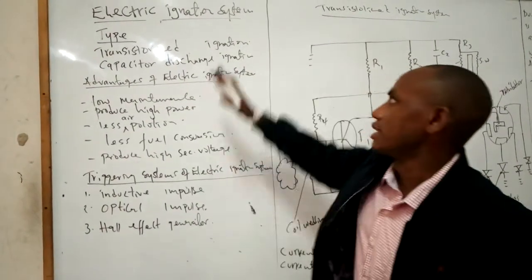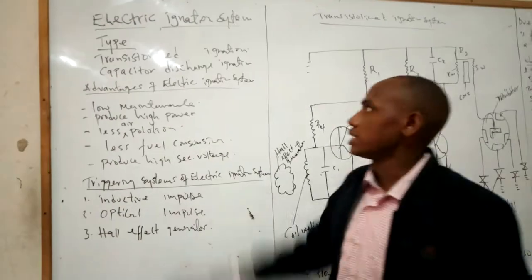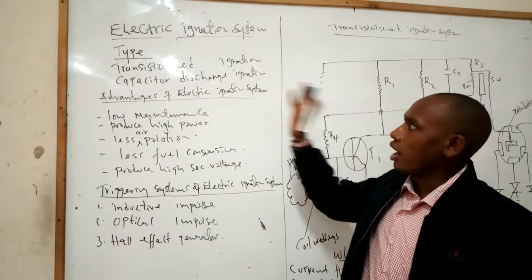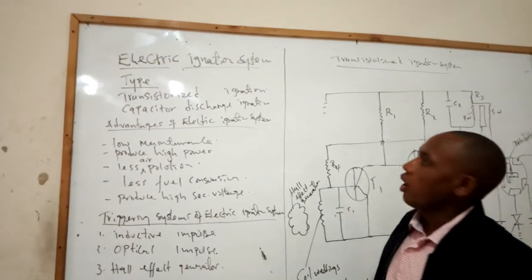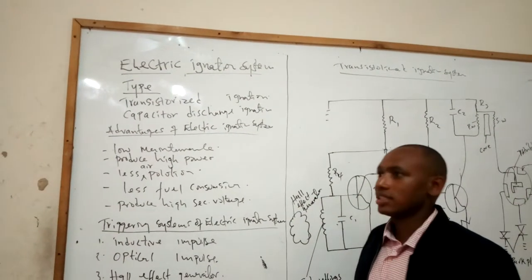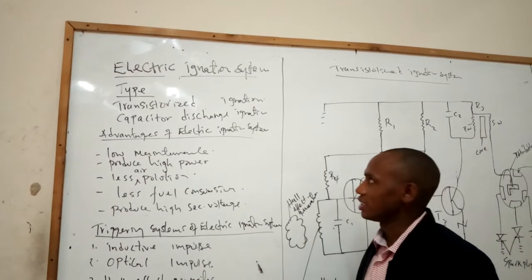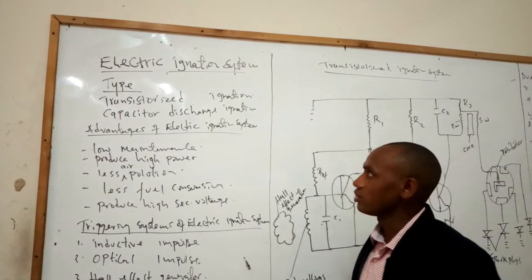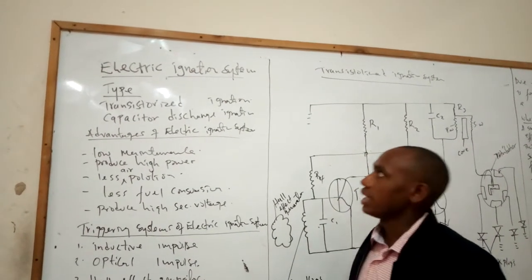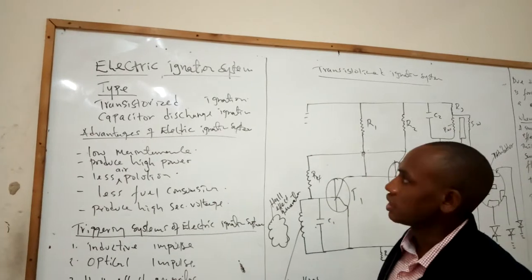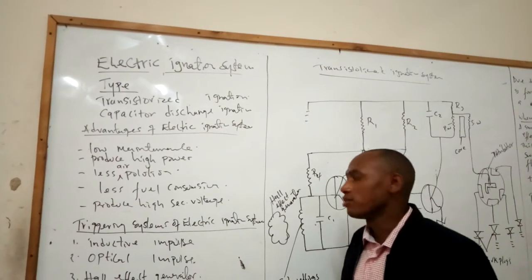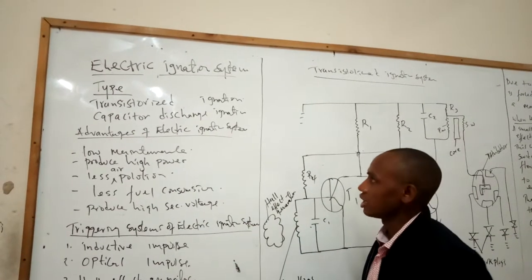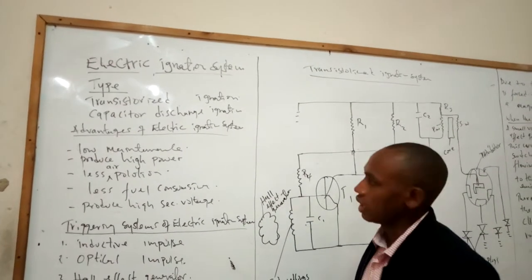Yesterday we were discussing this topic on ignition system, and we said we have these types of ignition system. One, we have coil ignition system, we have electric ignition system, and lastly we have magneto ignition system. Yesterday we were able to look at the coil ignition system, so today I want us to discuss electric ignition system. In electric ignition system also, we have two types: the transistorized ignition system and the capacitor discharge ignition system.